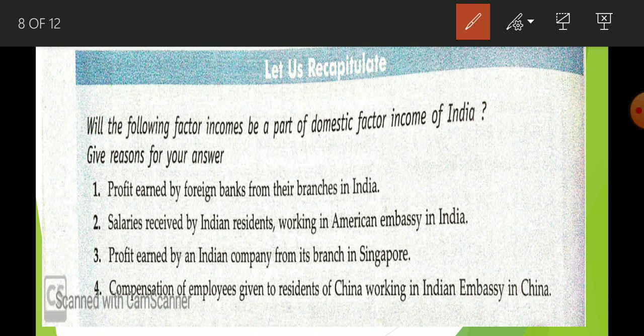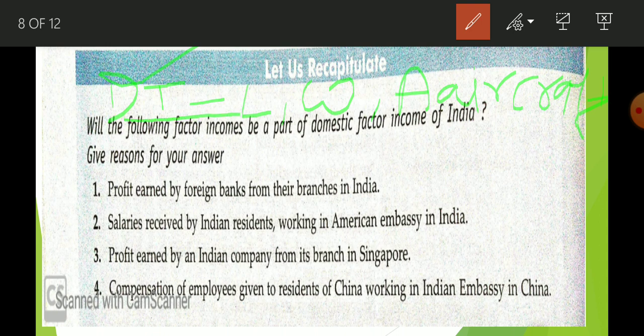Okay, student, domestic territory means all land area, all water area, and whatever earning is done by aircraft. Okay, so that is your domestic territory, and the income earned within this area is your domestic income. Here you can see that India is given, so it will be included.